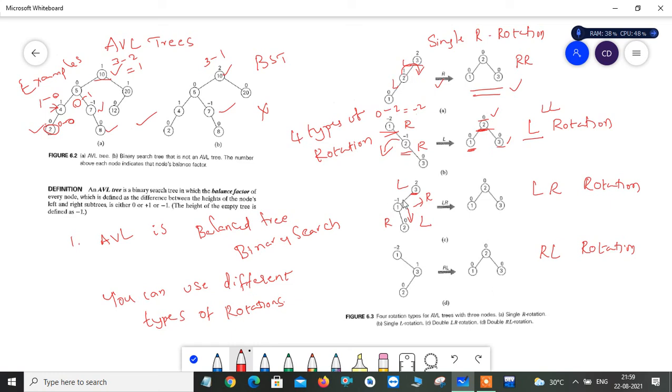For what problem are you getting this? So LR. You can observe that this node is inserted on the left side of 3 and this node is inserted on the right side of 1. So this is the LR problem. Because of this LR problem, at this level my node is not balanced. So in order to make my node balanced, I can perform the LR rotation in a reverse order.